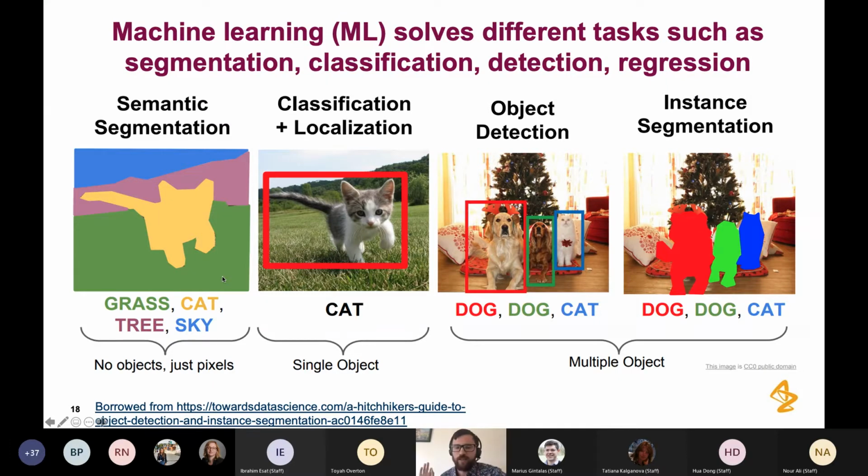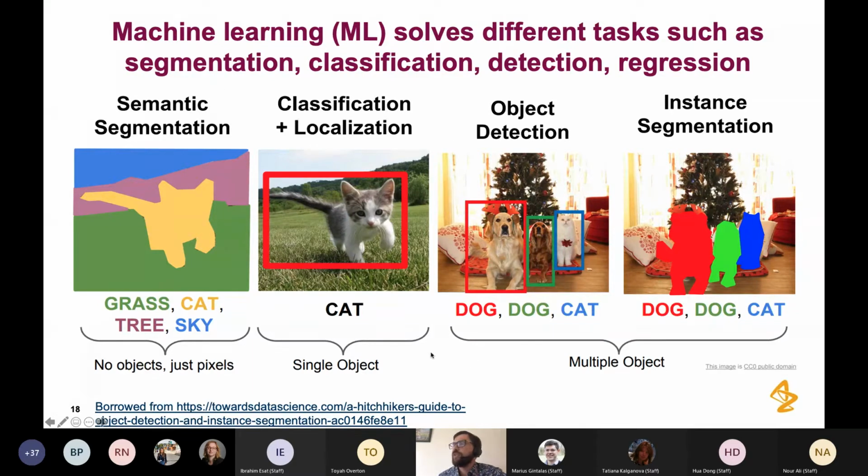So every pixel is assigned a probability of being grass, cat, tree, sky. Then there can be classification and localization. For classification, we know that there is a cat in this image, but we don't know where exactly. And for localization, we have a bounding box, so we know where the cat is. So it would be called classification and localization.